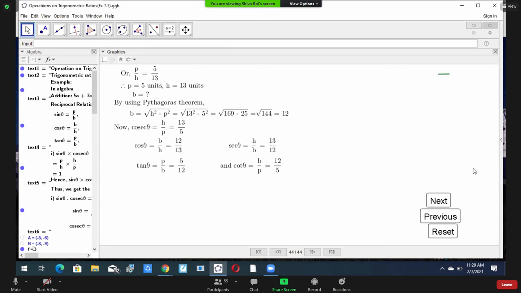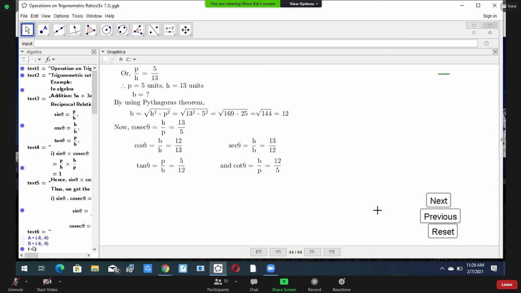Right angle triangle. In other triangles, you cannot use the Pythagoras theorem. The Pythagoras relation is always for a right angle triangle. This relation holds true only in the case of a right angle triangle, not in other triangles.